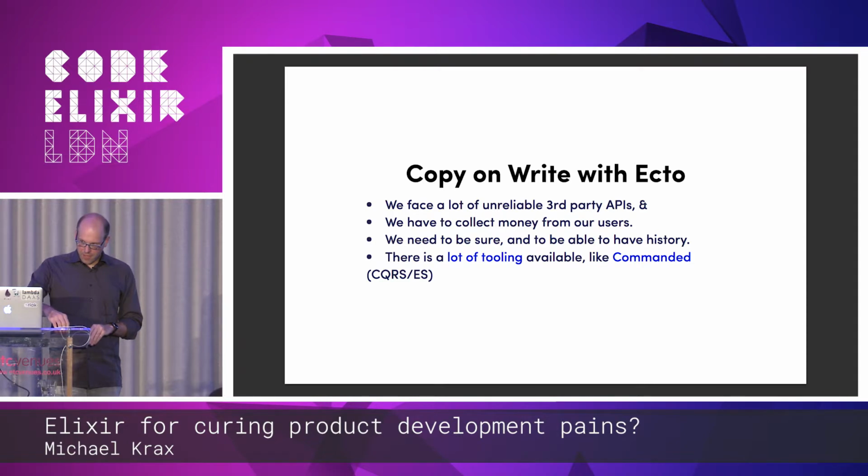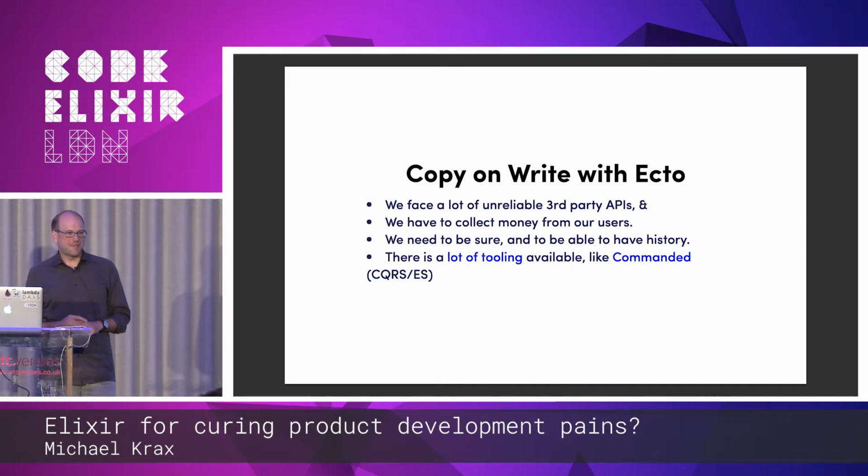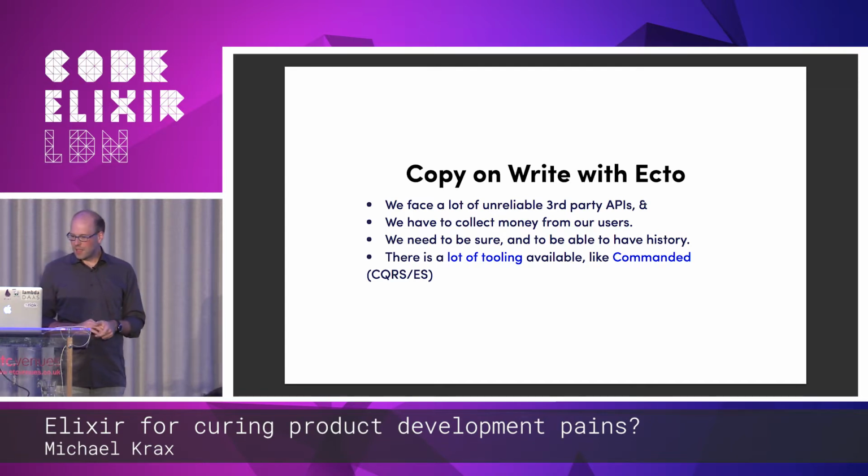So you remember that I mentioned this unreliable third-party IPS. I hope you remember that. If I want to sell tickets, I actually need to collect money from users. And if you want to do that, you want to be sure and safe and make this reliable. So we want to have history, and we want to have history of the events. Now, you would normally go for an event sourcing approach, probably. We looked at that and then decided against it for various reasons.